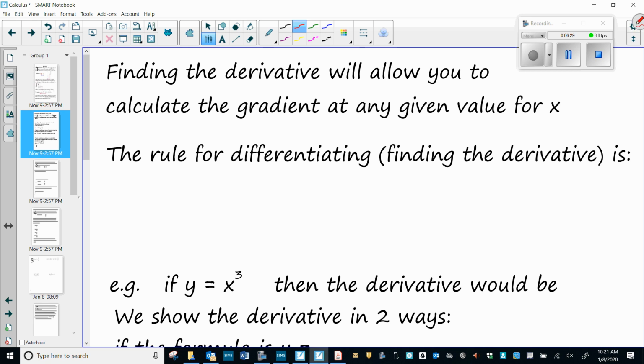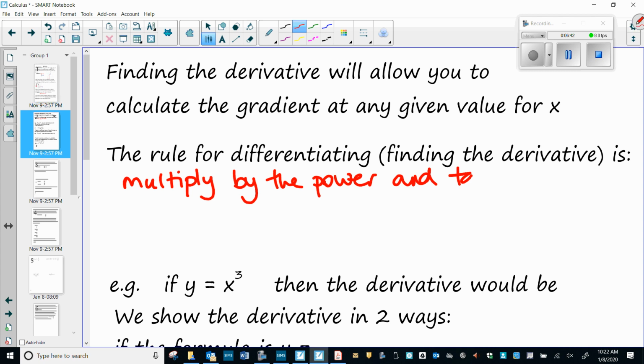The rule for differentiating is: multiply by the power and take 1 off the power. So you multiply by the power and then you just take 1 off. Pretty straightforward.